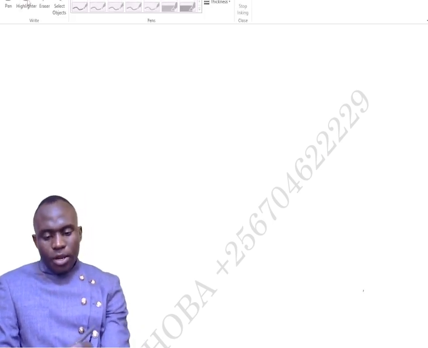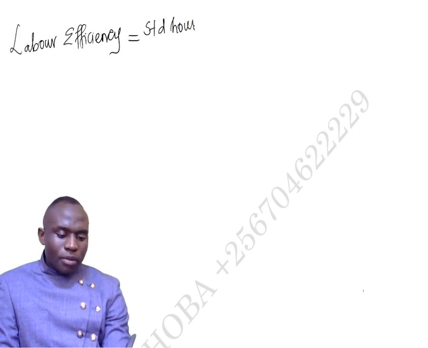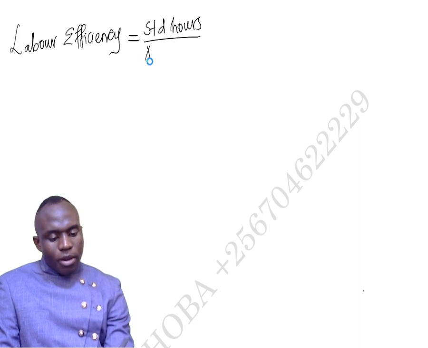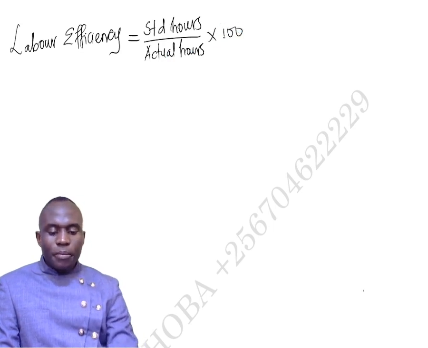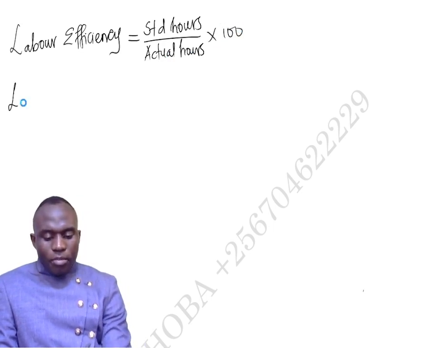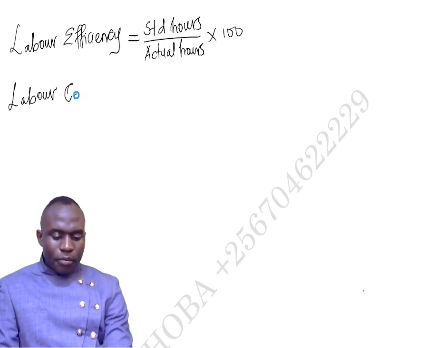So we can look at the remaining 3 ratios. The first one is the labor efficiency ratio. Labor efficiency is given by this formula: the standard hours divided by the actual hours, times 100. Then we have labor capacity.